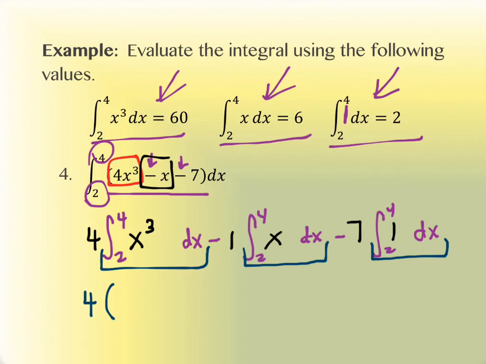What is my integral from 2 to 4 of x cubed dx? It's 60. So I can simply take 4 times 60 minus 1. Now, the integral from 2 to 4 of x is 6 minus the 7. And then the integral from 2 to 4 of 1 is 2.